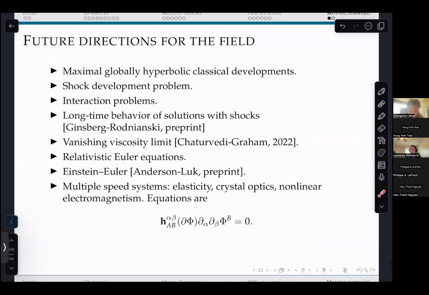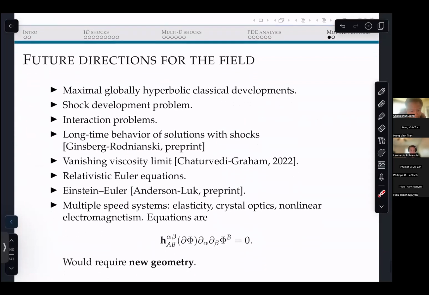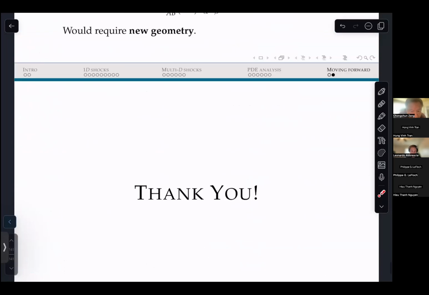And of course, you can consider other types of systems beyond this, for example, the equations of elasticity, crystal optics, and nonlinear electromagnetism. The equations for these types of systems look like this. If you notice, the principal symbol is not a Lorentzian metric. There are 4 indices, and so whatever way you use to analyze the characteristics, it's not Lorentzian geometry anymore. So all of the techniques that Christodoulou used to study the characteristics using Lorentzian geometry and general relativity do not apply here, but perhaps the ones that Steve Shkoller and Vlad Vicol are developing can. I'm really excited about the state of the field. Again, this would require new geometry. Okay, thank you for your attention.